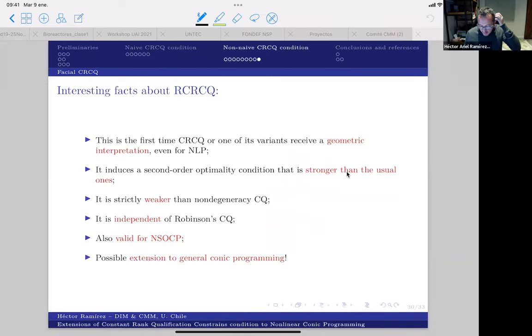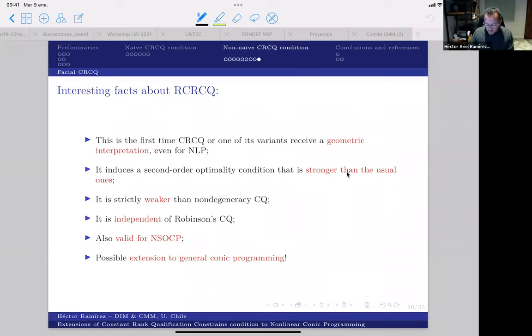To summarize, we are very happy with this condition; it has very good properties. First, this is the first time this constant rank, or any of its variants, receives a geometric interpretation. I repeat, even for nonlinear programming, as far as we know. And of course we use that interpretation for our extension.